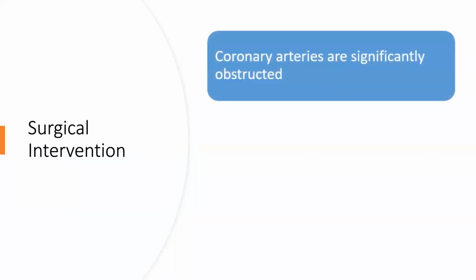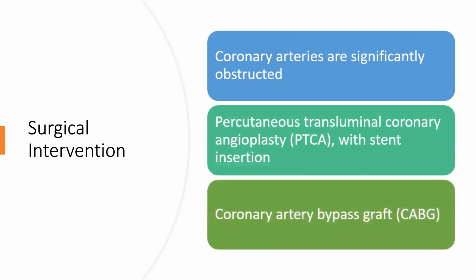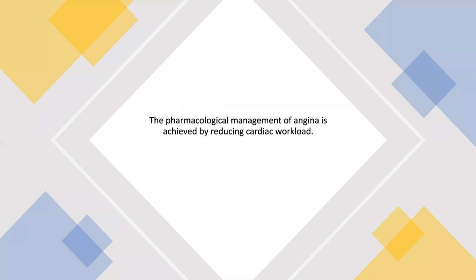Then there are some surgical interventions. If the coronary arteries are significantly obstructed, then we have to do surgery. Percutaneous transluminal coronary angioplasty is the technique with stent insertion. The coronary artery bypass graft can also be done as a surgical procedure for angina.